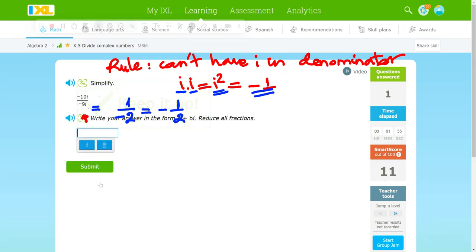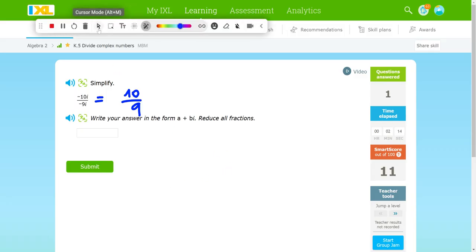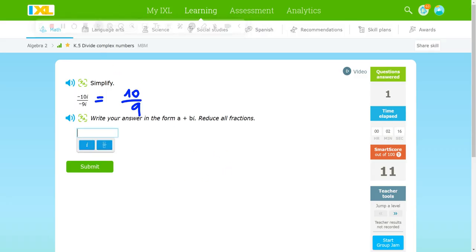Voila. Okay, so this one very similar. I simplify with I, so the answer is negative divide negative, so that becomes positive. So 10/9. So this is the answer, 10/9. Okay, so I put 10/9.